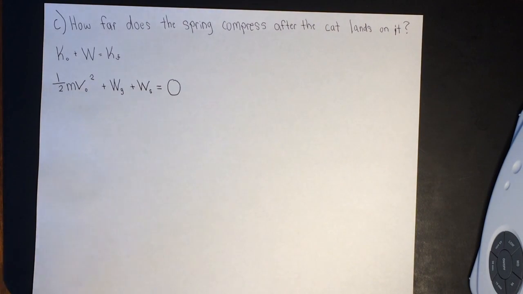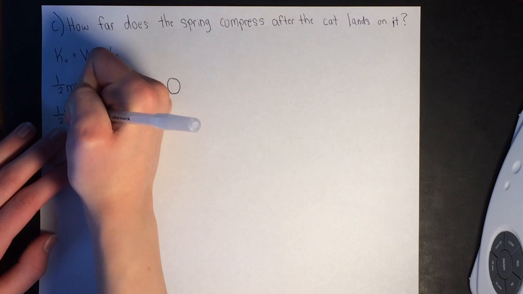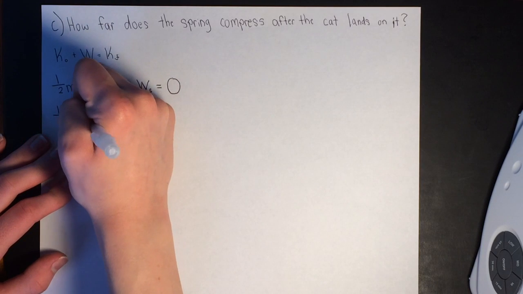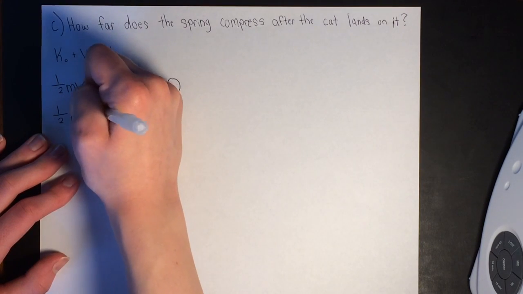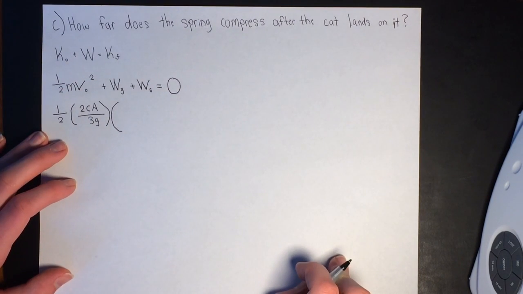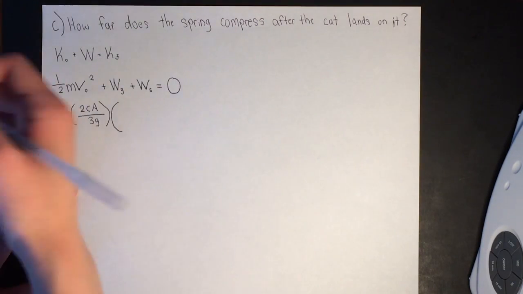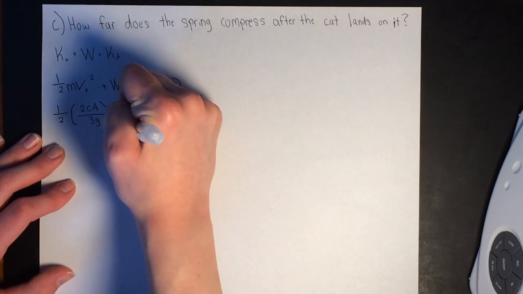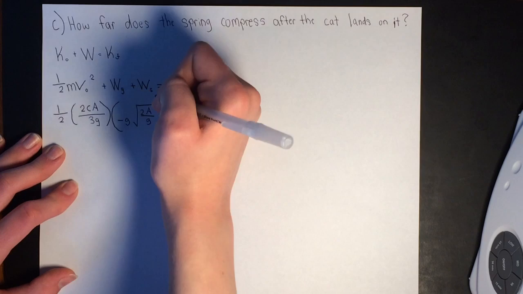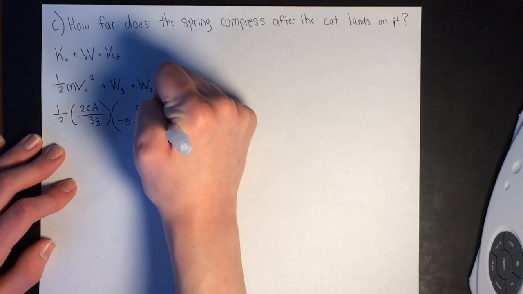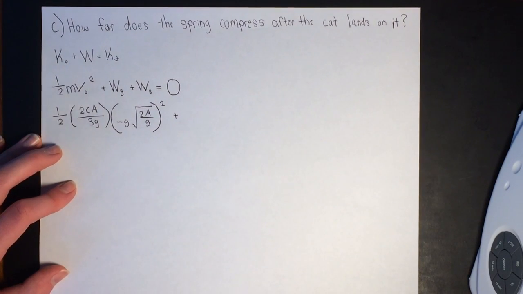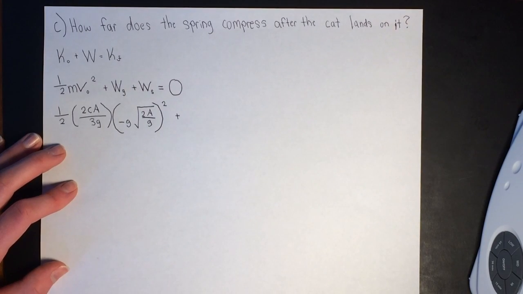So we can plug some stuff in here. 1/2, we know what the mass of the cat is because the prompt told us that it's 2ca over 3g. That's just what the prompt told us was the mass of the cat, so we can put that in. The initial velocity of the cat is going to be what we got for our answer in B. So that was negative g square root 2a over g. That was the velocity of the cat right as it hits the spring squared, plus work is the average force times the change in position.